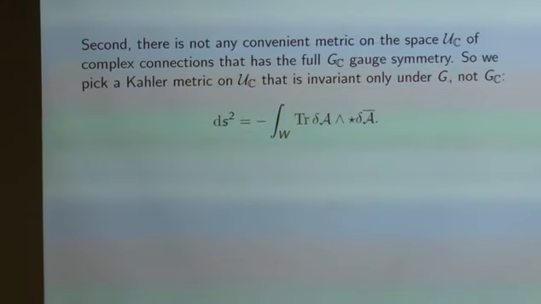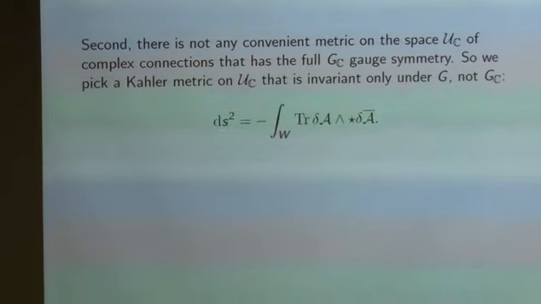Now, the second thing to worry about is that there's no convenient metric on the space of complex connections that has the full complex valued gauge symmetry. A metric is supposed to be positive definite, but there isn't any reasonable Riemannian metric that's positive definite and invariant under this non-compact group. So we're going to, instead, introduce an operation of complex conjugation and pick a metric on the space of connections that will be Kähler, but it will be invariant only under the maximal compact subgroup, which is what we originally called G.